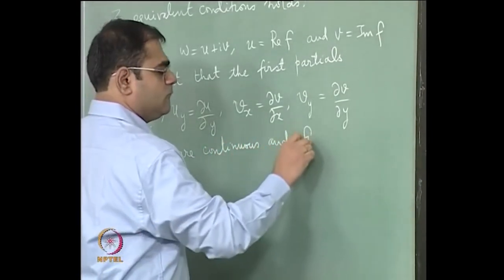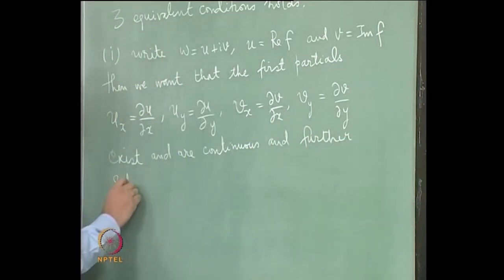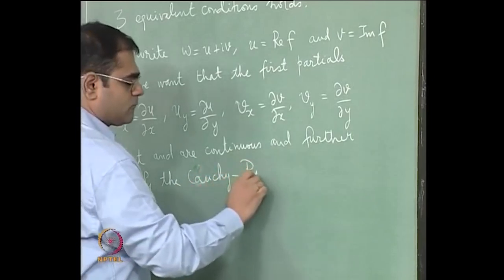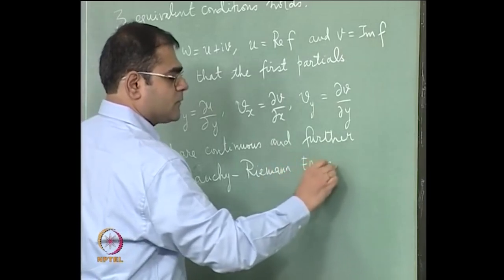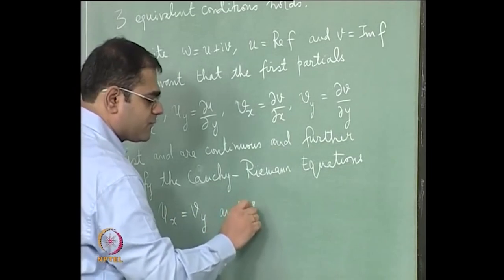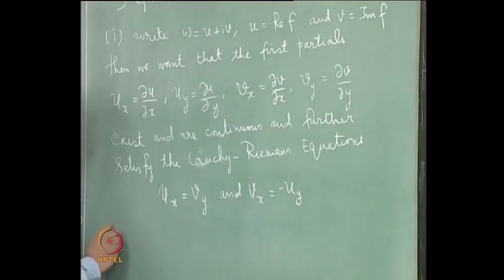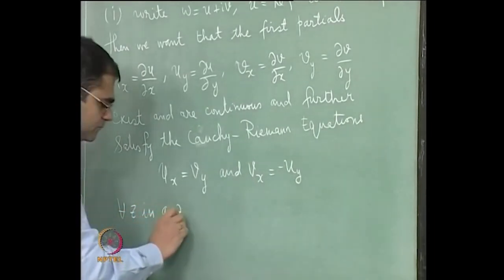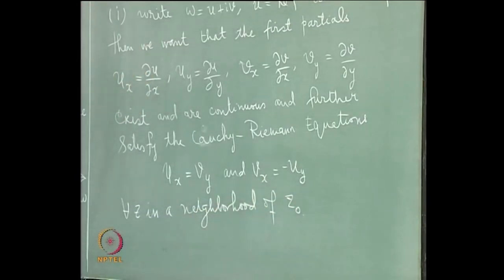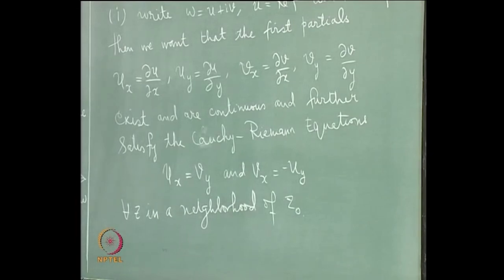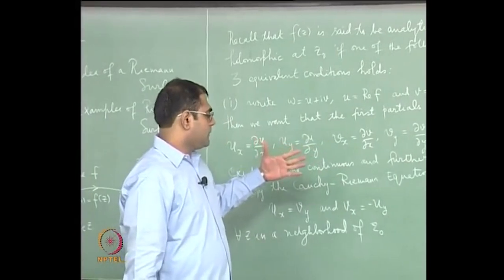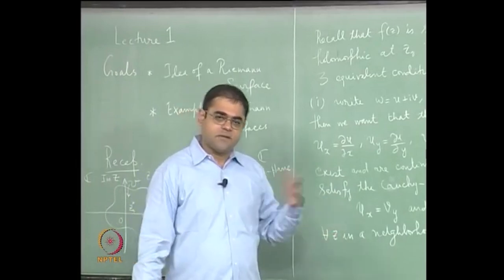and further satisfy the Cauchy-Riemann equations: ux is equal to vy and vx is equal to minus uy, for all z in a neighborhood of the point z0. So this is one condition that would define f to be analytic or holomorphic at the point z0. Usually this is the condition that you come across in a first course in complex analysis, which I think all of you have done.